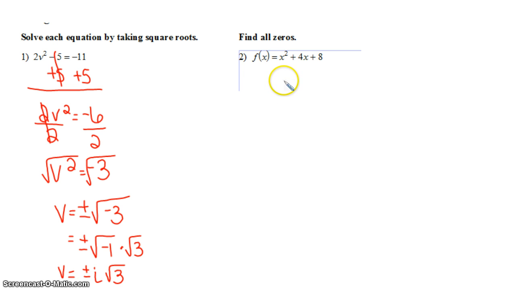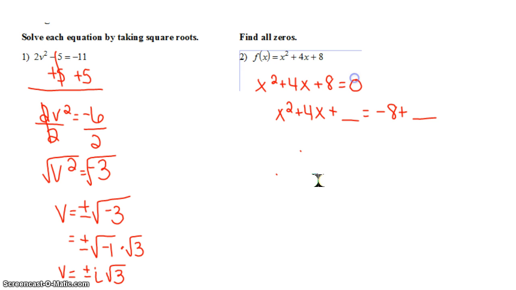On the second one, notice that we have an x squared and an x in the same problem. So our goal is to make this into a perfect square trinomial where both the first term and the last term are perfect squares. So since we are going to find the zeros, my first step is to set this problem equal to 0. Then I will move the 8 to the other side by subtracting the 8. And I will leave a blank for where that last term should become a perfect square.